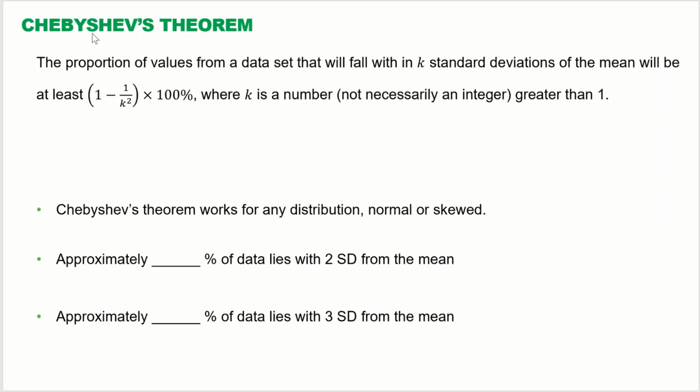The statement for this theorem is: the proportion of values from a dataset that will fall within k standard deviations of the mean will be at least 1 minus 1 over k squared, times 100%, where k is a number, not necessarily an integer, greater than 1. Let's try to understand this.